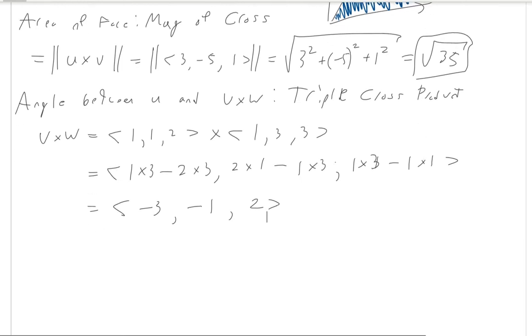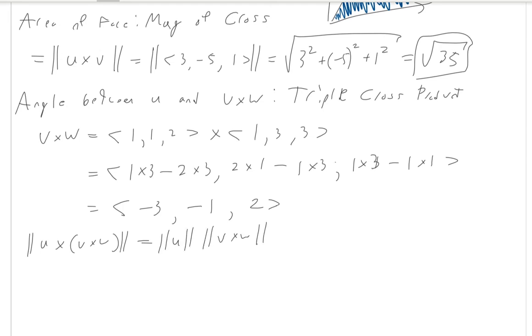So then, we need to have the magnitude of u cross v cross w equal to the magnitude of u, the magnitude of v cross w, sine of theta. So if we need to solve for theta, we need to find the magnitude of v cross w, which we now know. We need to find the magnitude of u, which is not hard, but we also need the magnitude of u cross v cross w. So we need to find this one.